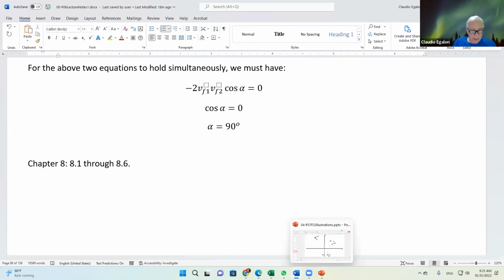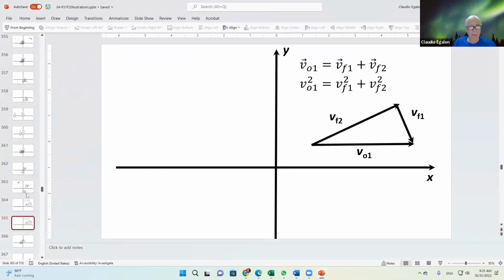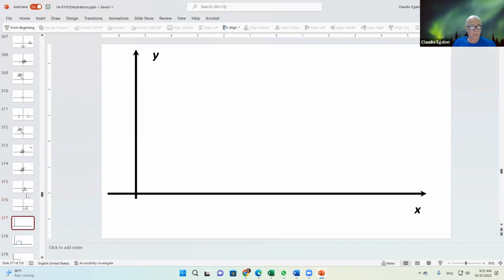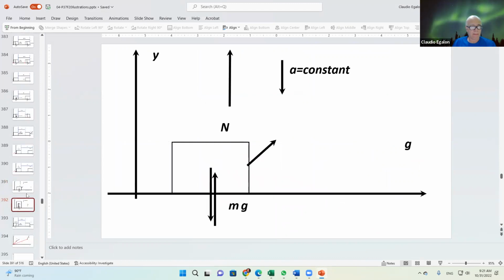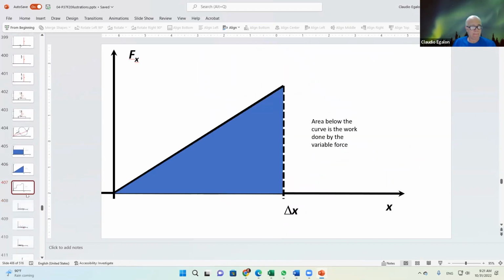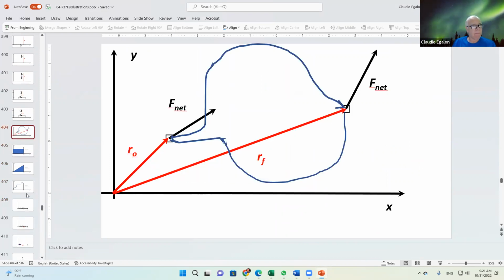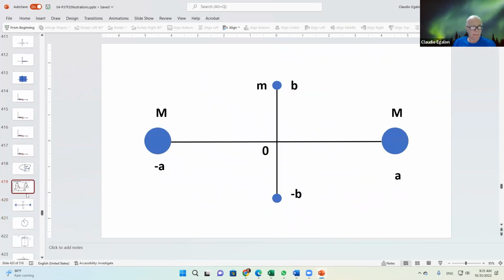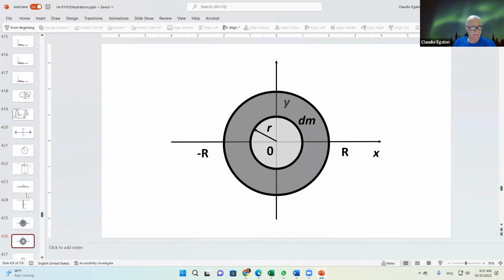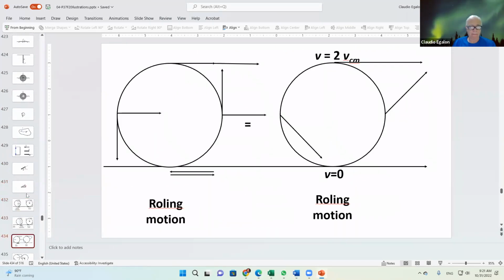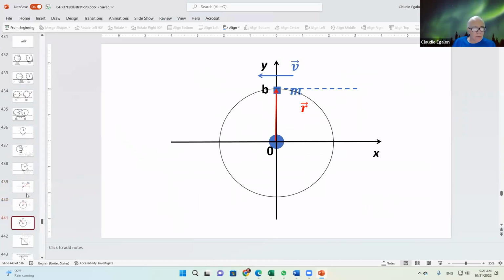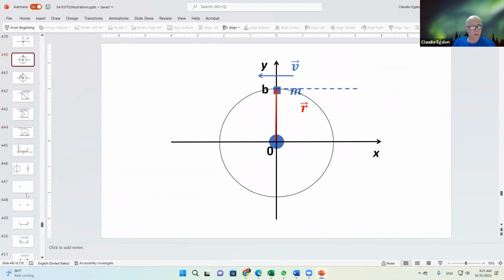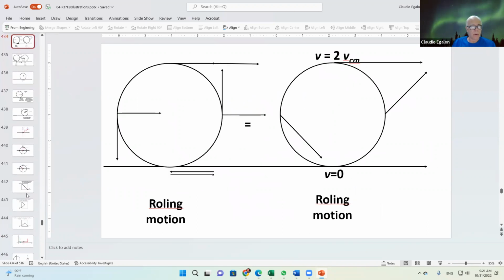And then let's see if I can get some illustrations for you. Interesting, I don't have any good illustration here for you. I have to draw it from scratch.